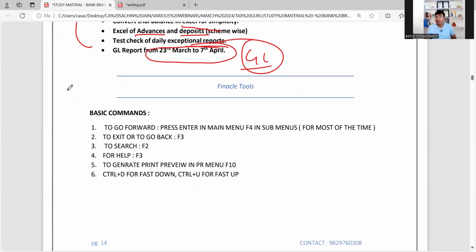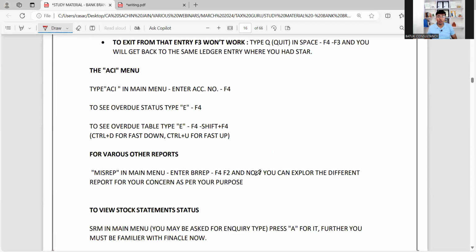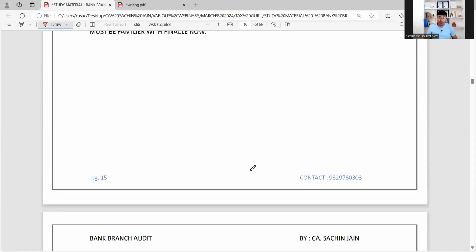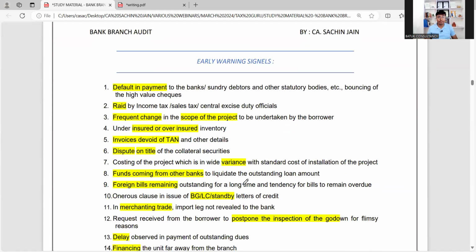Then we have certain Finacle tools. We are not going to discuss that because in a very easy way I have provided the tool for Finacle. For other core banking software we will provide you the same. Same PDF file you will receive.